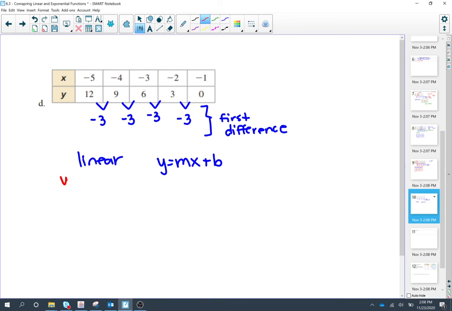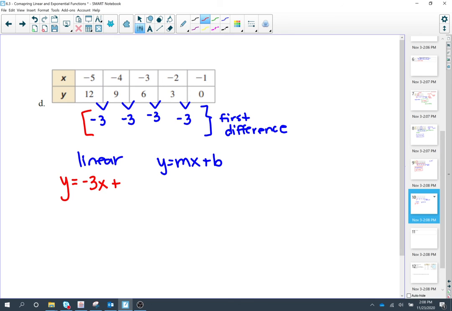So we're going to have y equals the slope, which we found was -3x plus the y-intercept. Now, keep in mind, the y-intercept is when the x value is 0. So at this point, most of you are going to say -1. That's not true. That's when the y value is 0. I want when the x value is 0. Do you notice it's not in the table? Well, that's not a huge problem. We just have to find it.